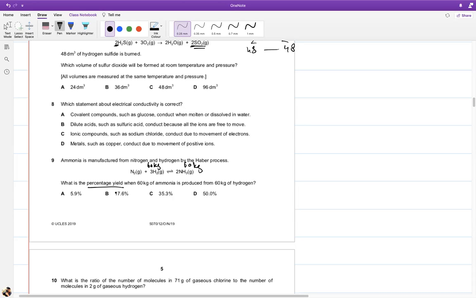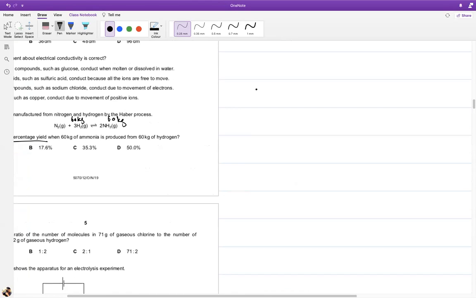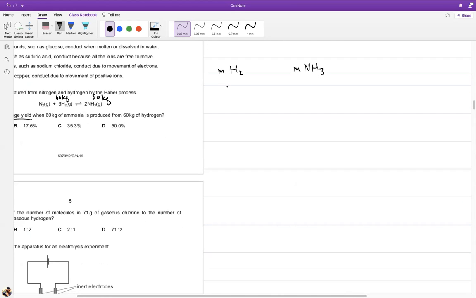You will simply use the reactant to figure out what the product should have been. You will ignore this 60 kg for ammonia. So let me try to figure this out. I have the mass of hydrogen and I want to figure out the mass of ammonia, right? So let me just use the standard procedures.